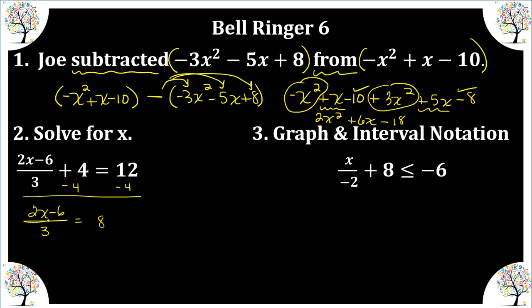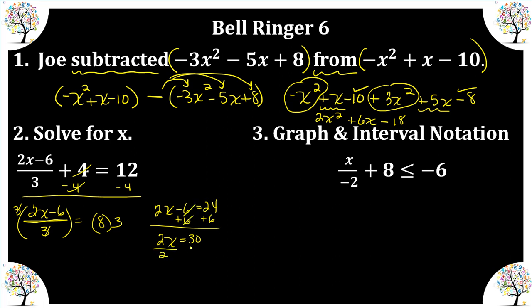We're going to undo the division by multiplying both sides by 3. This gives us 2x minus 6 equals 24. We're going to add 6 to both sides. We get 2x is equal to 30. We're going to divide by 2, and our one solution is 15. This is the only value that if we plugged in here for x, it would make this left side equal 12. Now let's solve, graph, and use interval notation for this inequality.